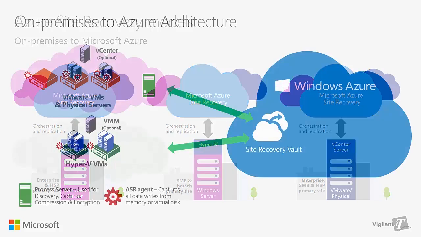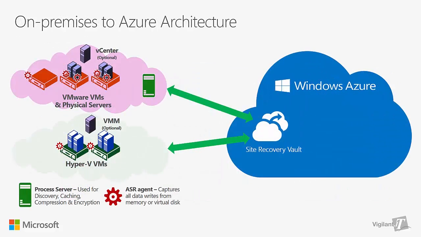Let's take a quick peek at what the architecture of Azure Site Recovery would look like with an on-premises to Azure protection model. As you can see here, we have both a Hyper-V cloud with or without System Center and a VMware cloud with or without vCenter, along with a physical server. The first difference we note is that a Hyper-V environment can replicate virtual machines without any additional components, and does so with the help of an agent at the hypervisor level.